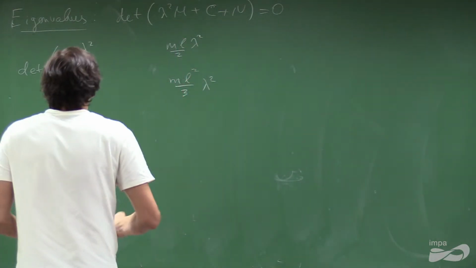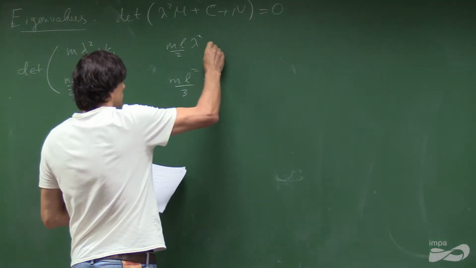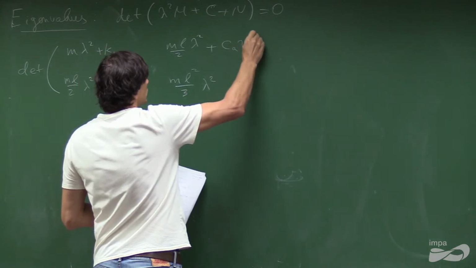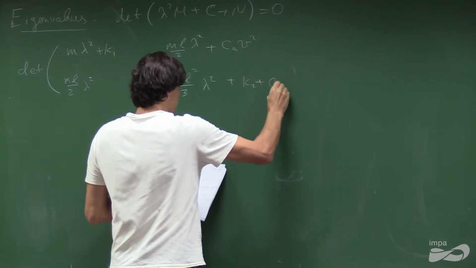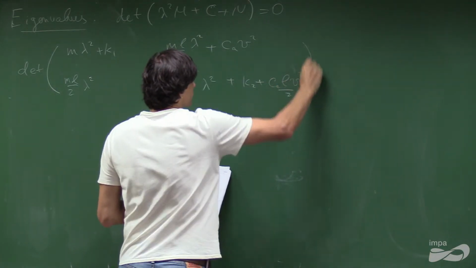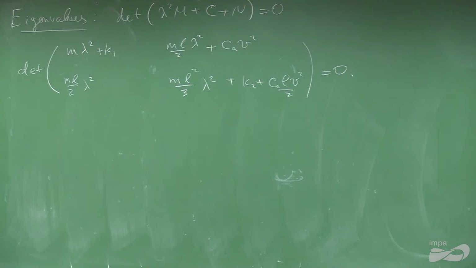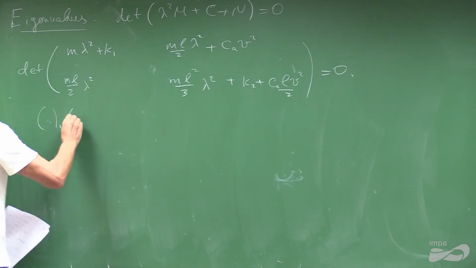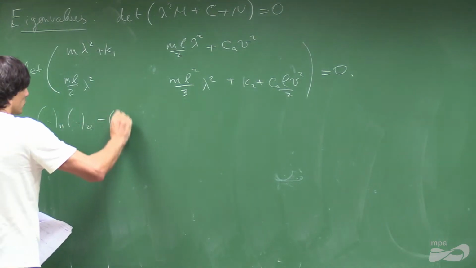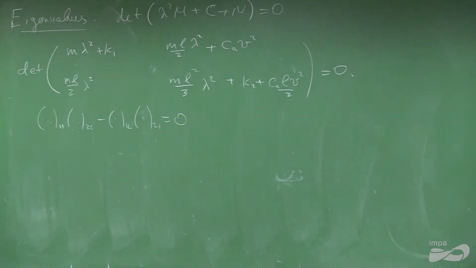And then c plus n gives you plus k1. This is 0. This is plus c a v squared, and this is plus k2. A lambda v squared over 2 should be 0. 2 by 2 matrix. So remember that this means that the first component 1,1 times component 2,2 minus component 1,2 times component 2,1 should be 0. This is the definition of the determinant for a 2 by 2 matrix.